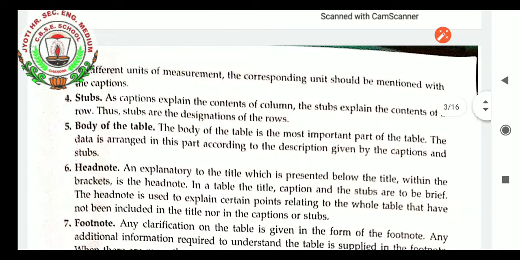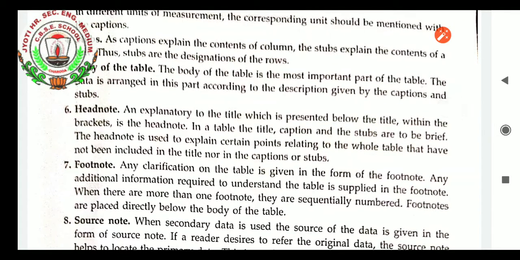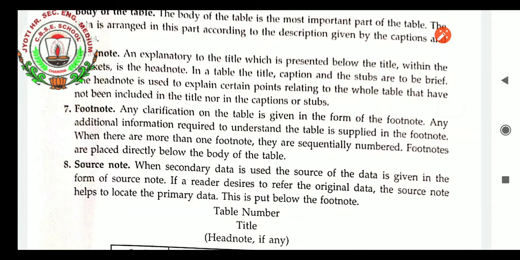Body of the table. The body of the table is the most important part of the table. The data is arranged in this part according to the description given by the caption and the stubs. Head note. An explanatory note to the title which is presented below the title within brackets is the head note. For example, balance sheet of so and so year is mentioned in the bracket. That can be said to be a head note, which gives additional information about the table. In a table, the title, caption and the stubs are to be brief. The head note is used to explain certain points regarding the whole table that have not been included in the title, captions or stubs.